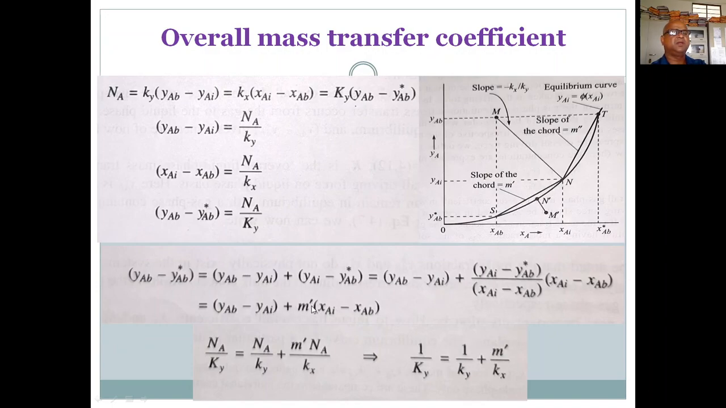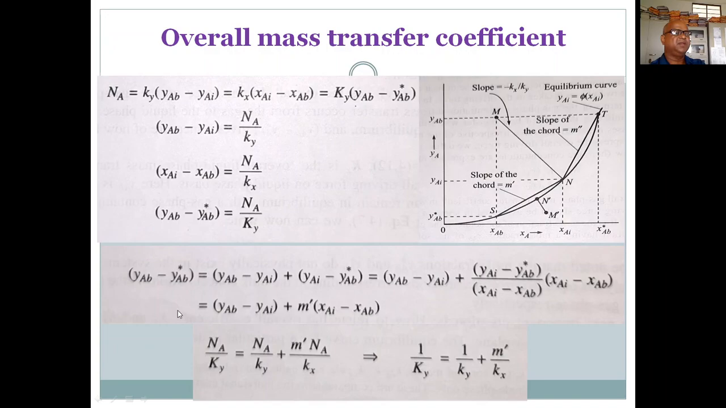Okay, I am writing m dash. See, here in this case I have taken the generic equilibrium curve, but if it follows the Henry law, that m dash will be m, then it will be a straight line. So then that will be the same as the Henry constant. Here in this case I have taken the generic term, but keep it in mind, when this equilibrium curve follows the Henry law, then m dash will be m, the Henry's constant.